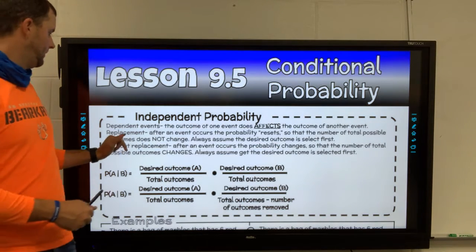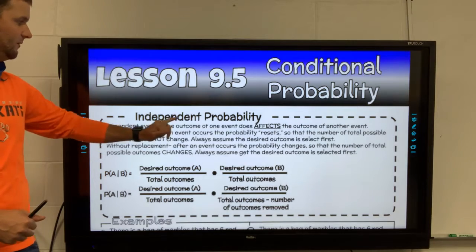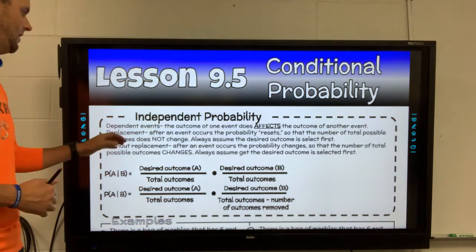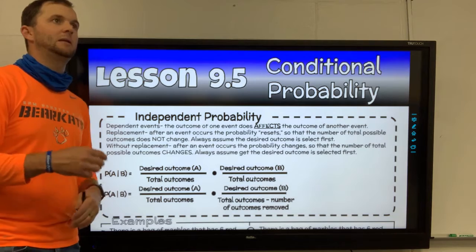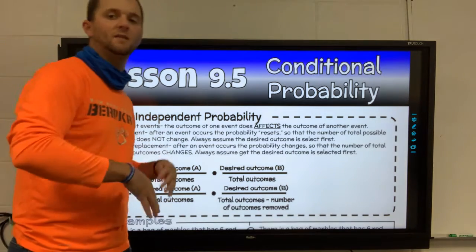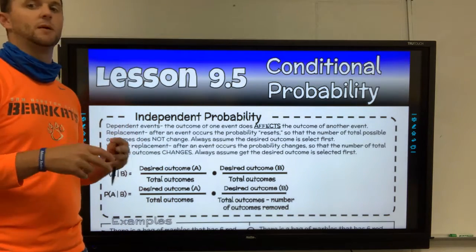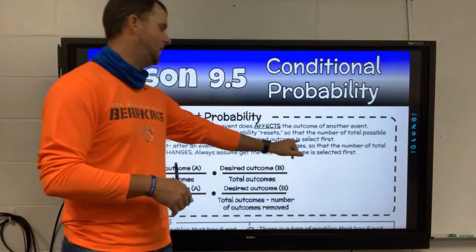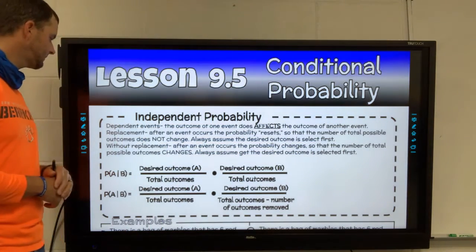Replacement means after an event occurs, the probability resets so that the number of total possible outcomes does not change. So if I end up resetting the situation, that's known as replacement. I'm replacing the total amount. So always assume that the desired outcome is selected first.